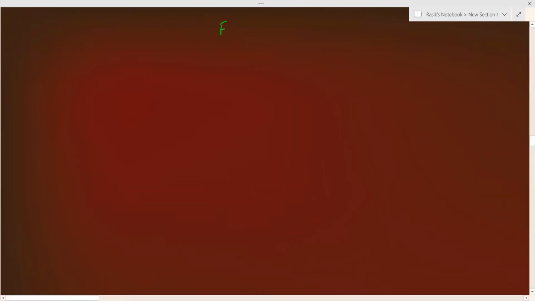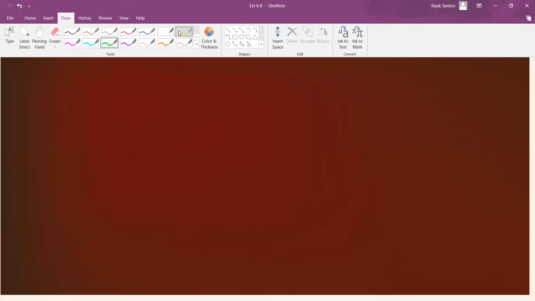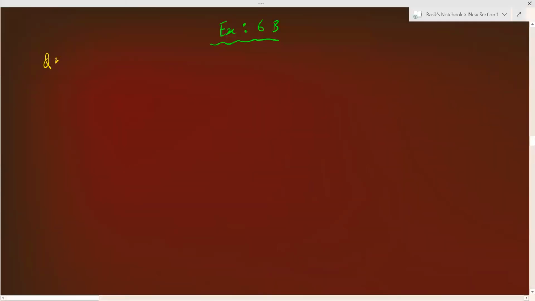Okay, so this is exercise 6B. We have to start with question number 4. Question 4: 2a square b cube. Sir, why are we doing the fourth part, not the third? Beta, sorry, ek jaise hain. No, sir. Third part is very different. Arre, abhi kara dunga, theek hai? Minus 3a cube b, so 2a square b cube multiplied by minus 3a cube b.